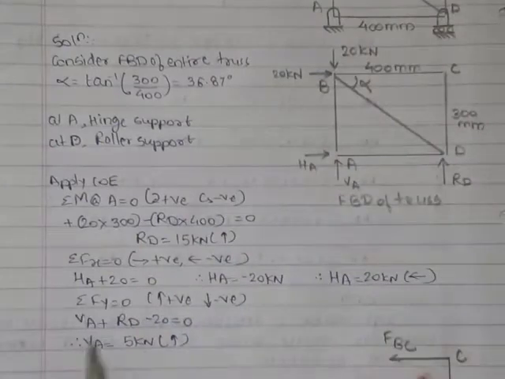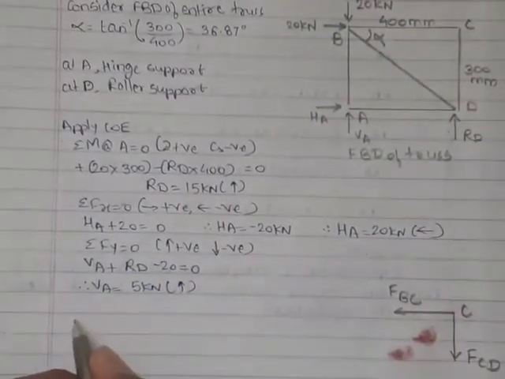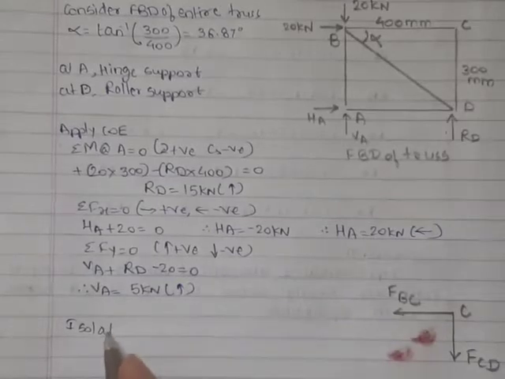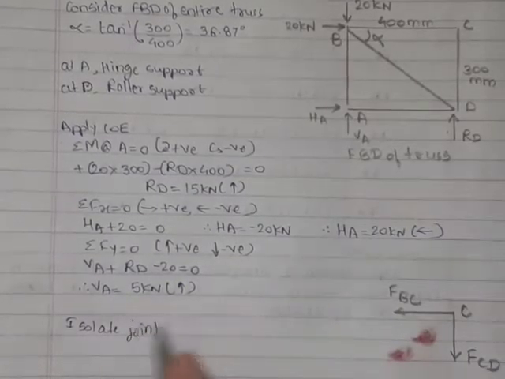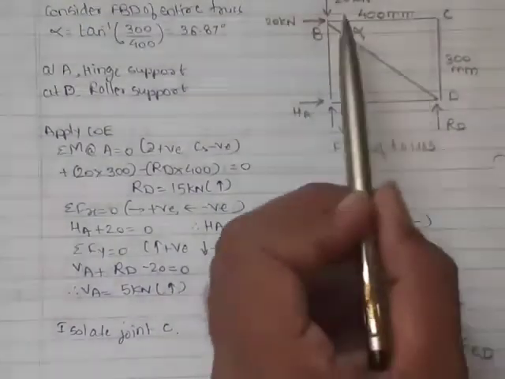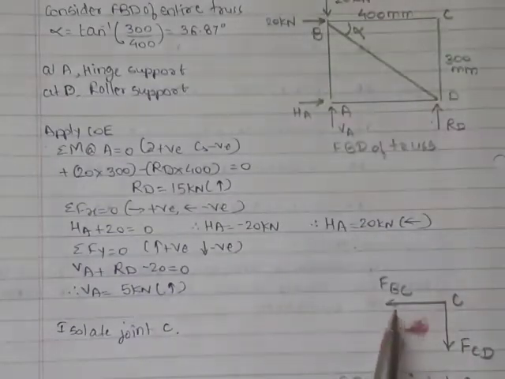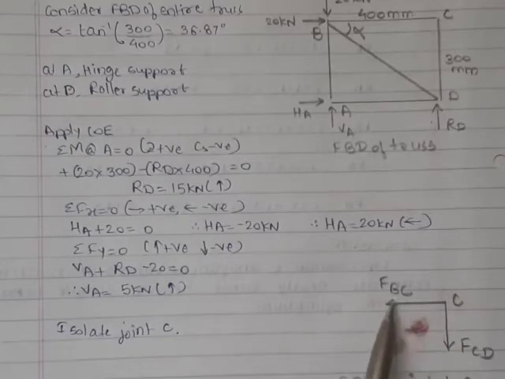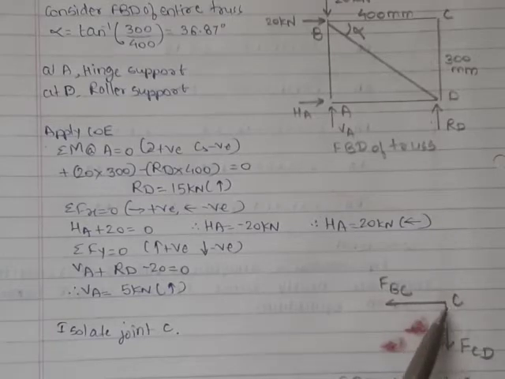First we'll isolate joint C. Now we have drawn the figure. At joint C there are two members BC and CD. We'll first assume there is a tension force in these two members. Tension force is always shown acting away from the joint by these directions. Now we can see that at joint C there is no external force acting. We know the concept of zero force member, that if there are two members connecting at a joint and there is no external force acting at the joint, then the force in these two members is 0.